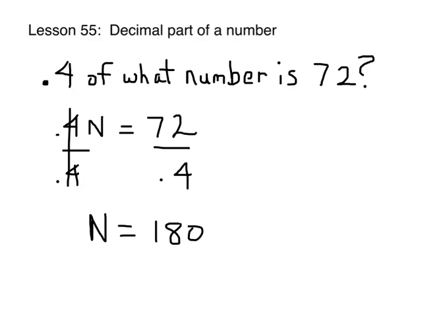Alright, so the problem is 4/10 of what number is 72? So I write it as 4/10 times n equals, that's is, 72. I need to get n by itself, so I'm going to divide this by itself, and then I'm going to divide by 0.4 over here, and I'm going to get my answer: n equals 180.